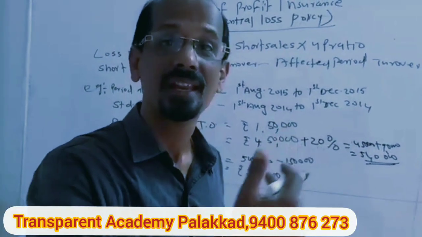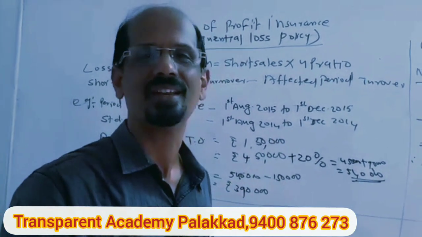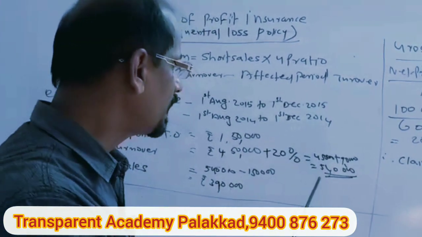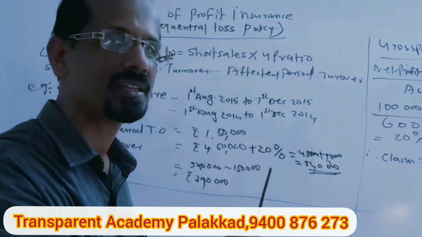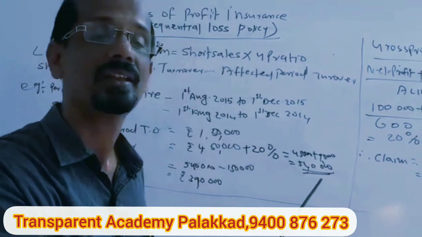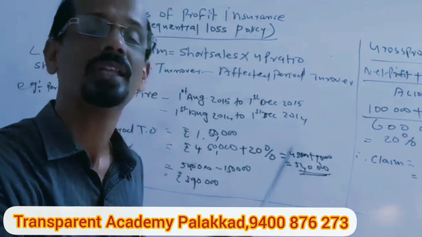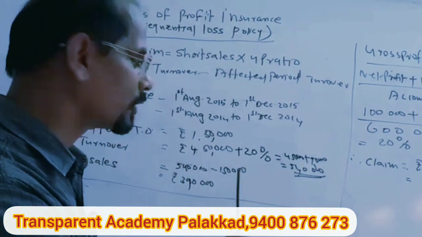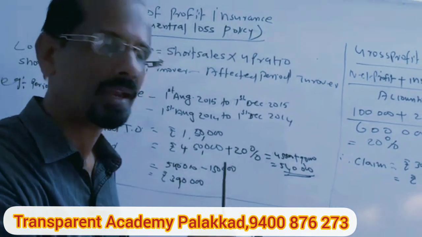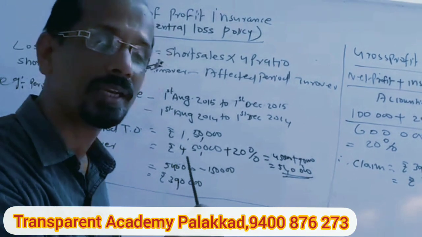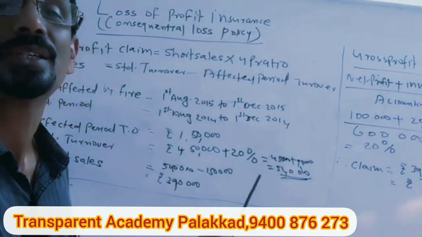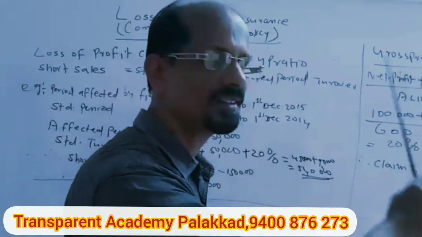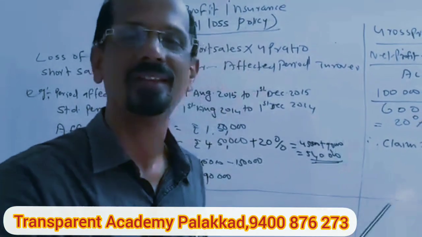So there may be an increase or decrease in trend. If there is an increase, you have to add that increase to the standard turnover. If there is a decrease, you have to deduct that decrease from the standard turnover. Then you get the adjusted standard turnover. The affected period turnover will be deducted from the adjusted standard turnover, then you will get short sales. Then into GP ratio, you will get the claim.